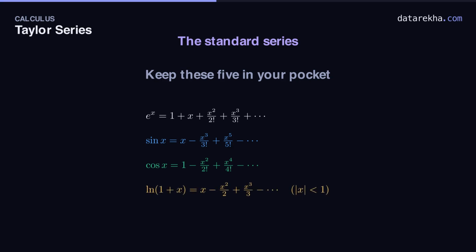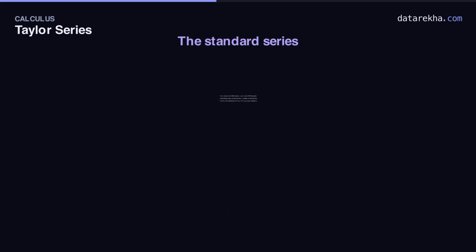The natural log of 1 plus x gives x minus x squared over 2 plus x cubed over 3, but only when the size of x is below 1. And the geometric series 1 over 1 minus x is simply 1 plus x plus x squared plus x cubed. Again, only for x smaller than 1 in size. Notice the rhythm. Sine is odd powers only, cosine even only. That's the symmetry of the functions showing through. The alternating signs come straight from the plus-minus march of their derivatives.